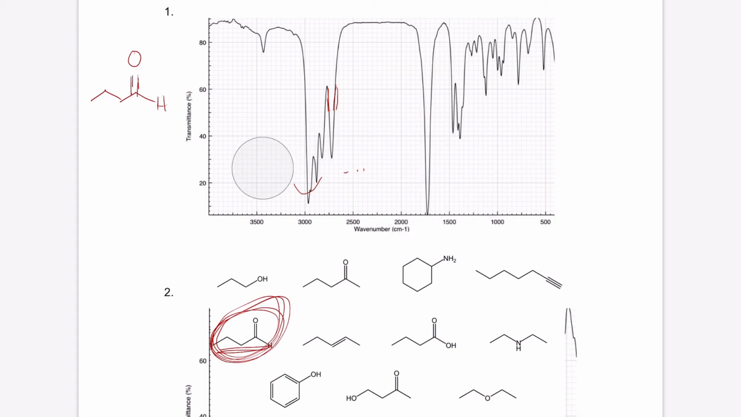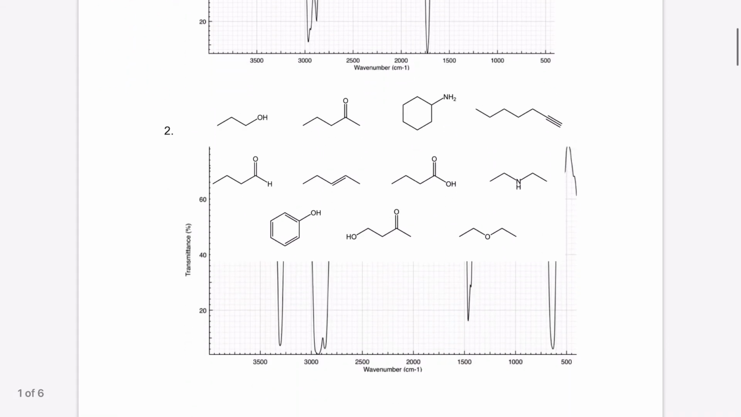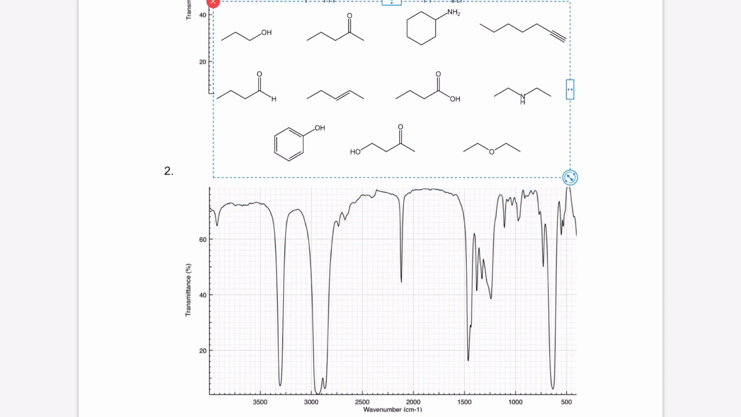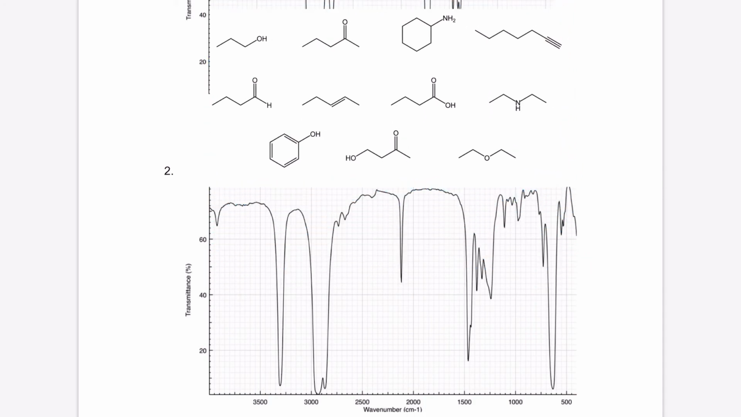Now let's look at question 2. Question 2, we don't see a band around 1700, so we already used our aldehyde, but we know we're not looking for a ketone or a carboxylic acid. However, what's really sticking out is this band right around 2200. So around 2200, we know that we have alkyne stretching. We know that this could be a carbon-carbon triple bond.